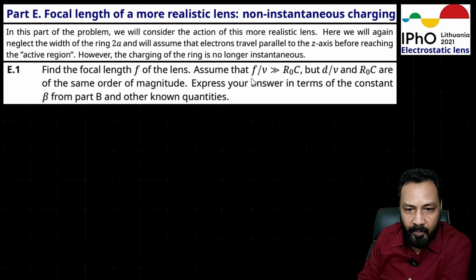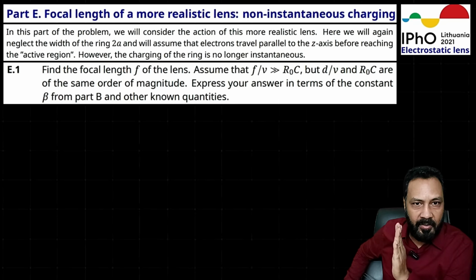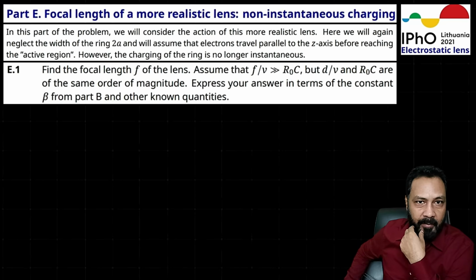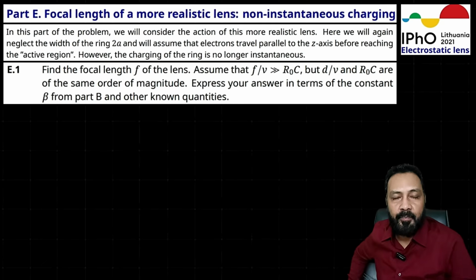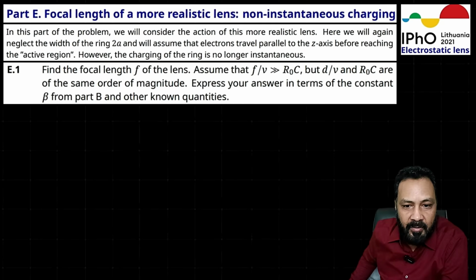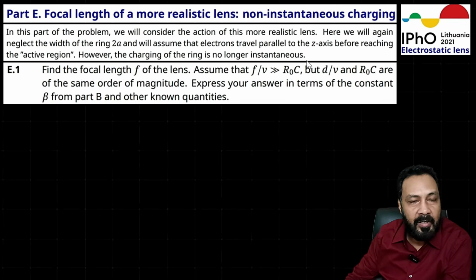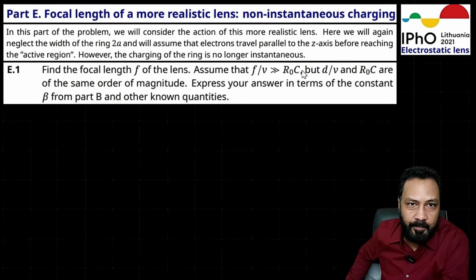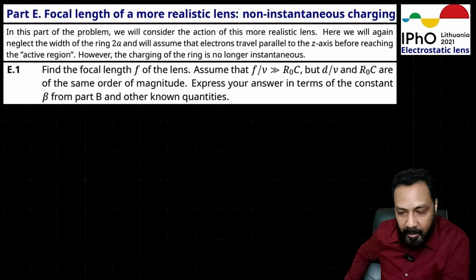This F by V, so what is F by V? Suppose after crossing the active region the electron has to travel a distance F, and V is the velocity along that direction. So this F by V is the time taken to reach the focal point after crossing the active region, and that time is much longer than the time constant. The time constant is so small. So we have to find, basically, after coming from the active region, how much radial velocity has been acquired, from the deflection.